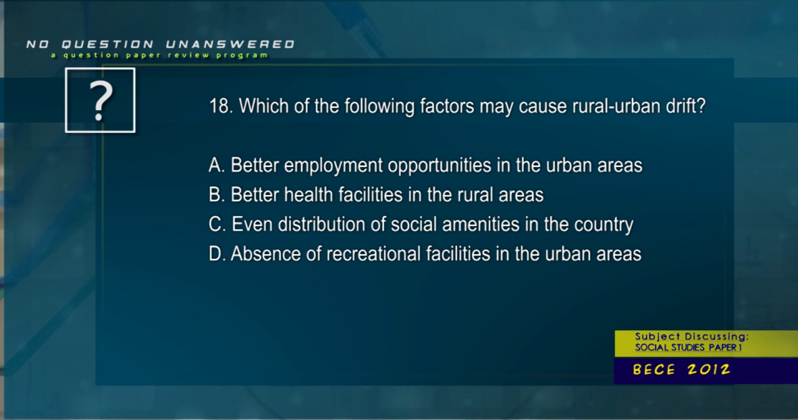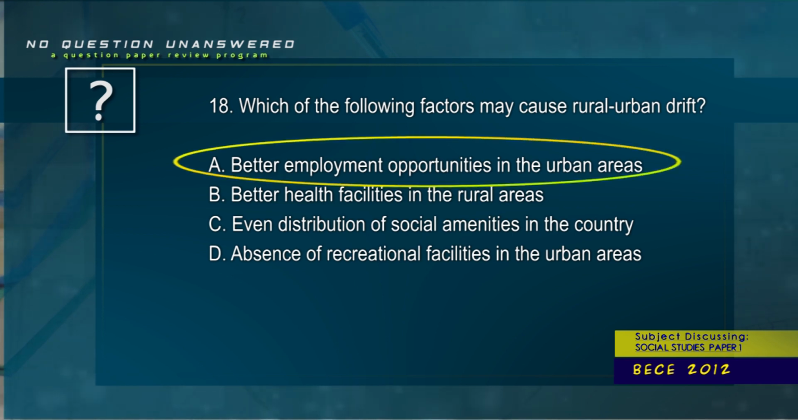A. Better employment opportunities in the urban areas. B. Better health facilities in the rural areas. C. Even distribution of social amenities in the country. D. Absence of recreational facilities in the urban areas.